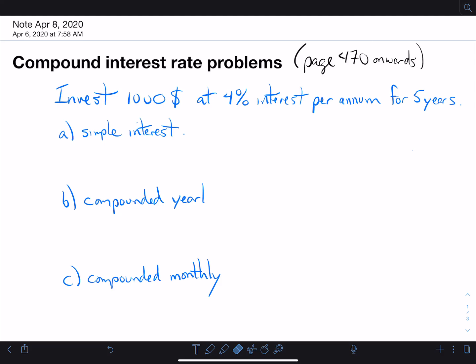Okay, this video is going to be for compound interest. It's one of the three short videos that I'm going to do with finances, so I'll do it today and tomorrow. So this one will be the only one today.